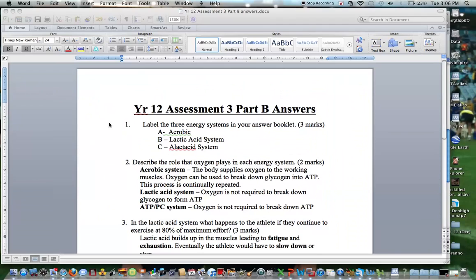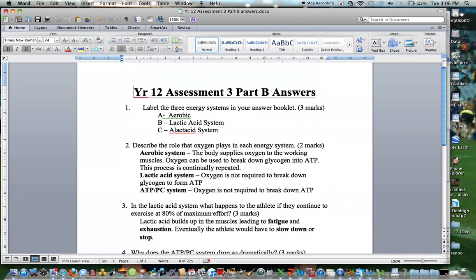So some of the answers we're looking for here was, for the aerobic system, that the body supplies oxygen to the working muscles. Oxygen can be used to break down glycogen into ATP, and this process is continually repeated. So that's the role that oxygen plays in the aerobic system.